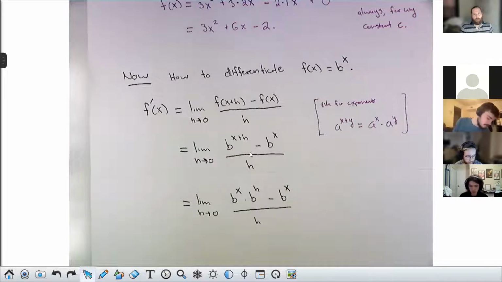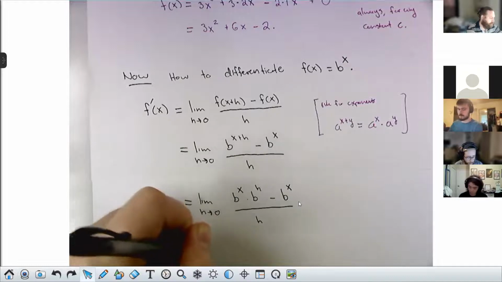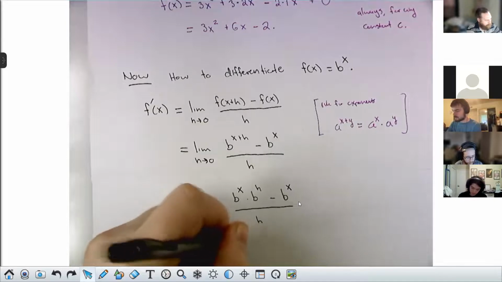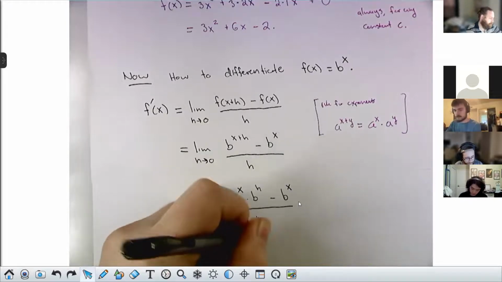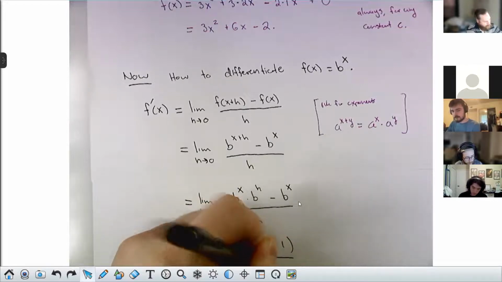Why is this a nice thing to do? Well, if you look at that numerator, you have a binomial, right? Two terms separated by subtraction. And in the first term, you have a b to the x factor. And in the second term, you also have a b to the x factor, which means you can factor out b to the x. So I get b to the x times b to the h minus 1 over h.